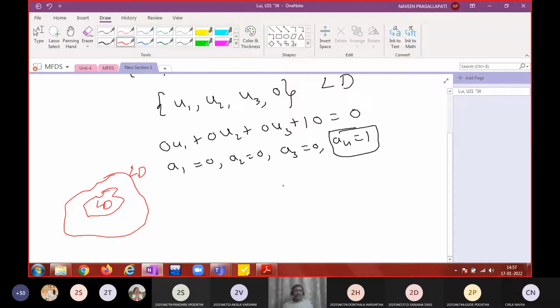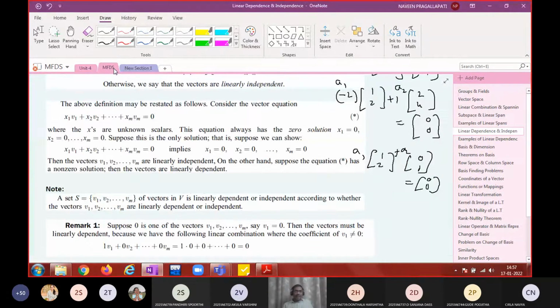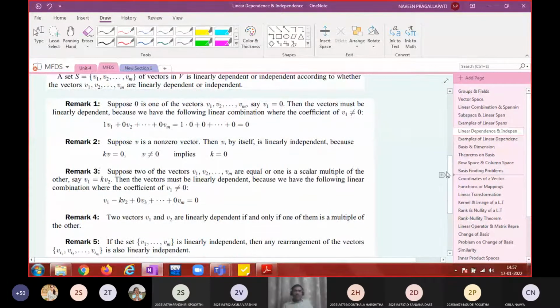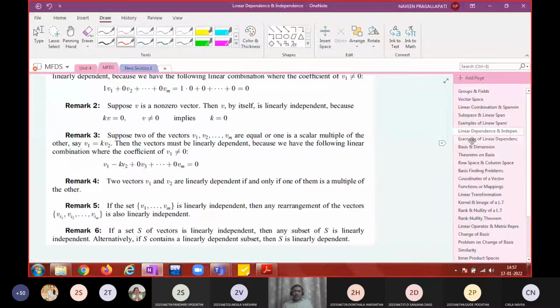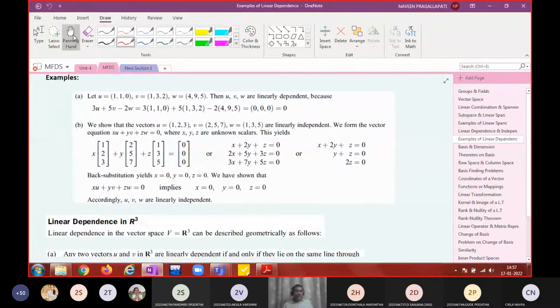And any subset of a linearly independent set is also linearly independent. So any superset of a dependent set is linearly dependent, any subset of an independent set is linearly independent, and any set containing the zero element is going to be a linearly dependent set. So there are some properties on linear independence and dependence. And there are some examples of linearly dependent sets, as I showed earlier.